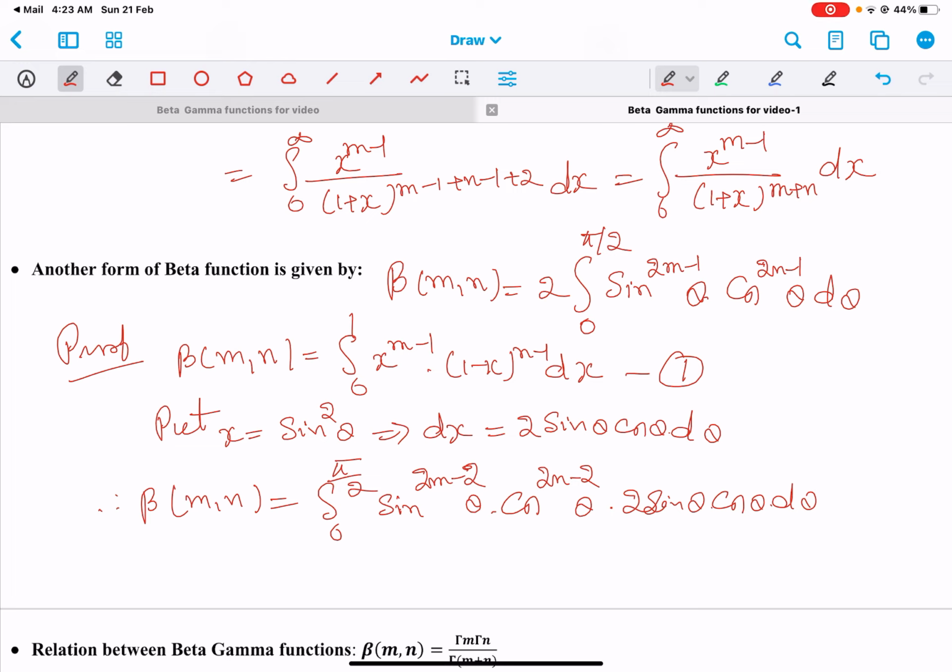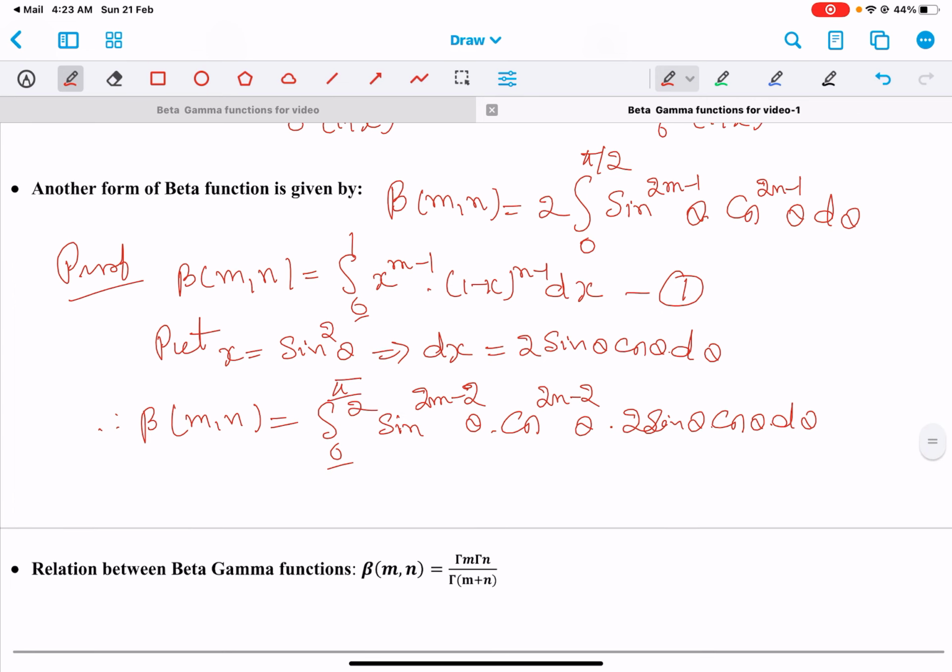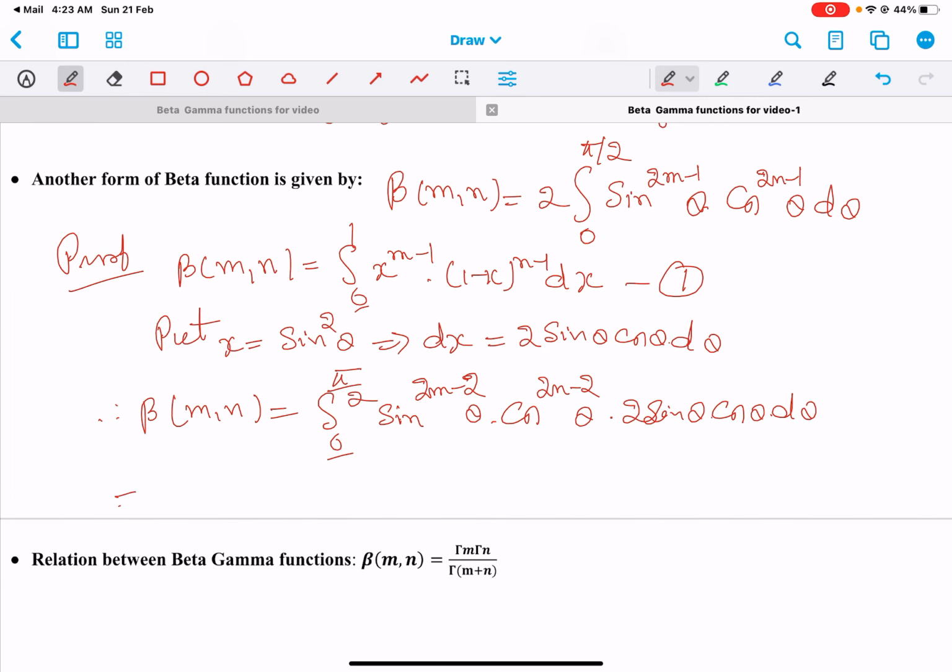Also, the limits change. When you put x equal to 0, your theta is 0, and when x equal to 1, your theta is pi by 2. So this is the same as beta(m, n) equal to 2 integral 0 to pi by 2 sine to the power 2m minus 1 theta into cos to the power 2n minus 1 theta d theta.